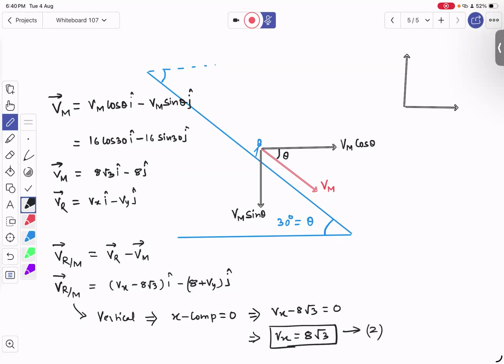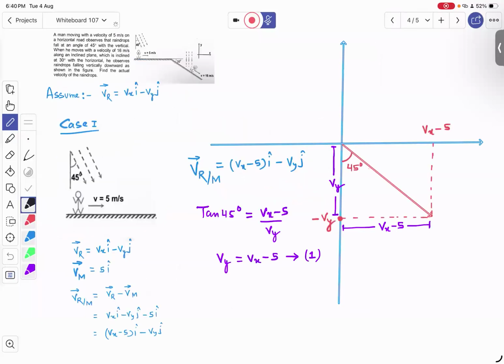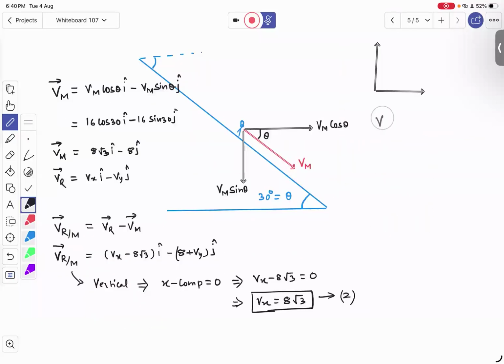Once I know Vx, now once I know equation number 1, what it was, Vy equals Vx minus 5. So Vx we know, Vy we know. So Vx we got it as 8 root 3. Vy will be 8 root 3 minus 5.